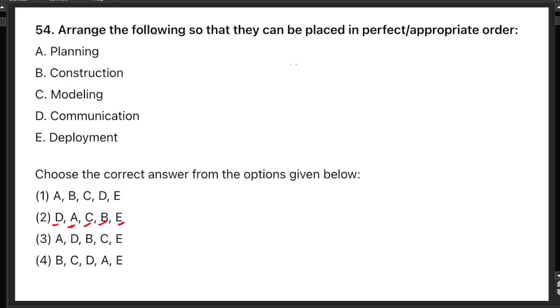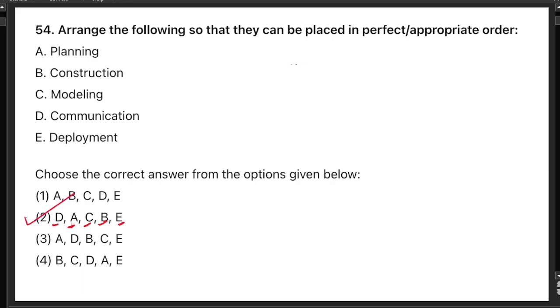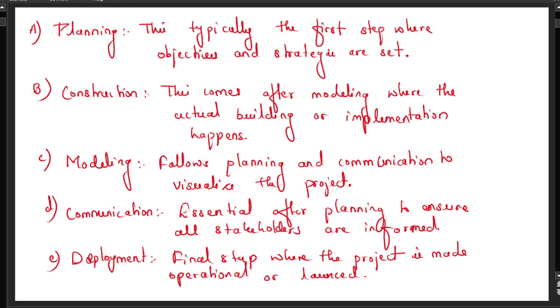So arrange the following so that they can be placed in appropriate order. First comes D, which is communication. After that A, which is planning. C, modeling. B, construction. And E, deployment. Here what they say is modeling follows planning and communication to visualize the project, and construction comes after modeling. So first modeling is done, which is C, and after that construction happens. So I hope you got the solution. Option 2 is absolutely correct.